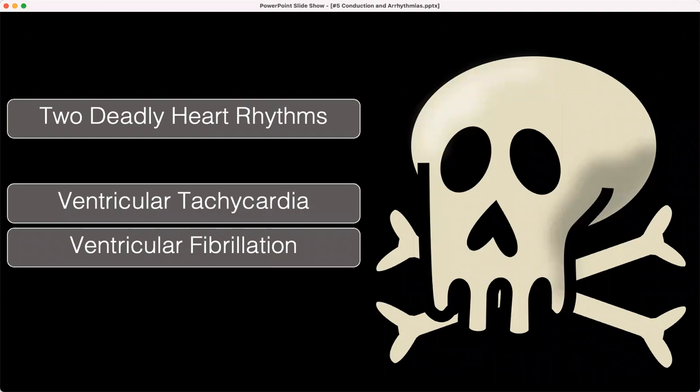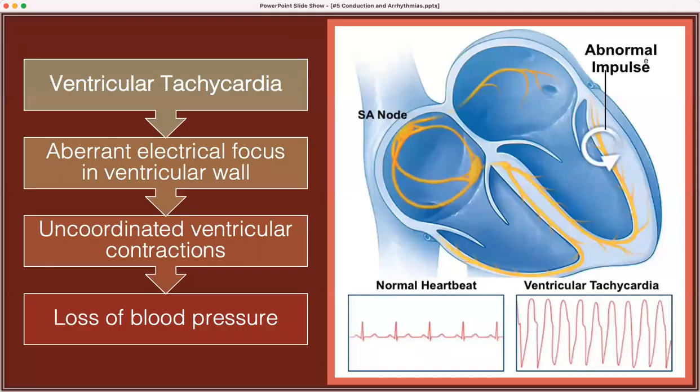I'm going to talk about the main rhythms that are very deadly, including ventricular tachycardia and also ventricular fibrillation. So atrial tachycardia is bad because it's an abnormal rhythm, it's unstable, but ventricular tachycardia is much worse because it has this abnormal focus and it's reducing your outflow, so blood pressure drops dramatically.